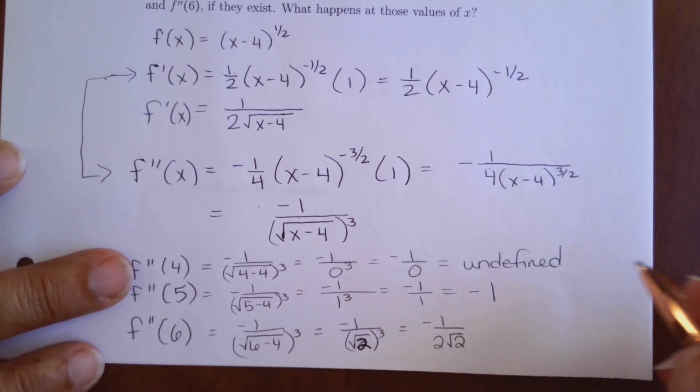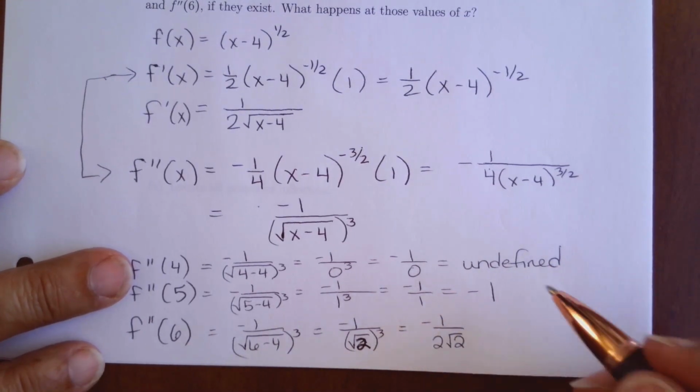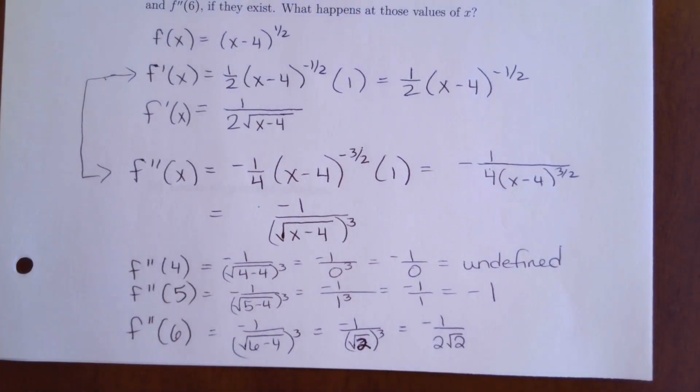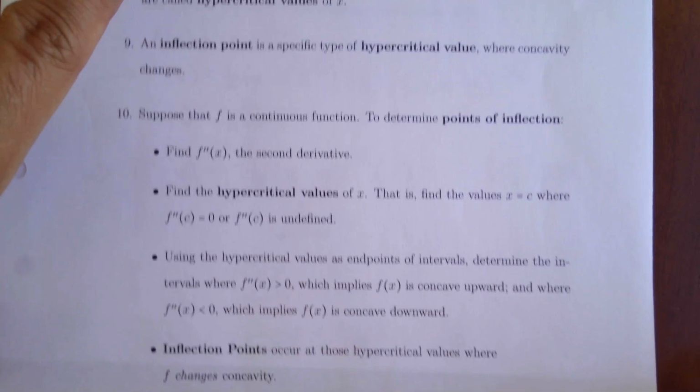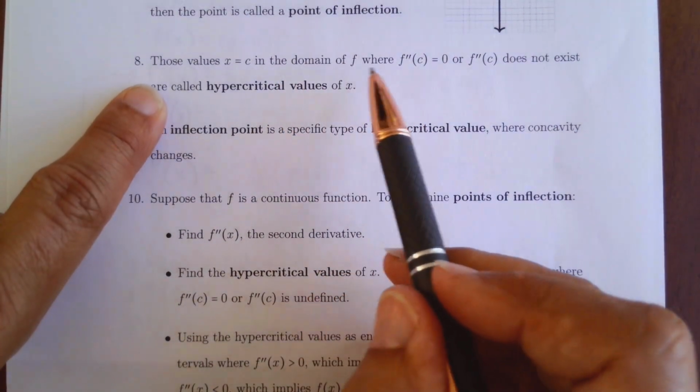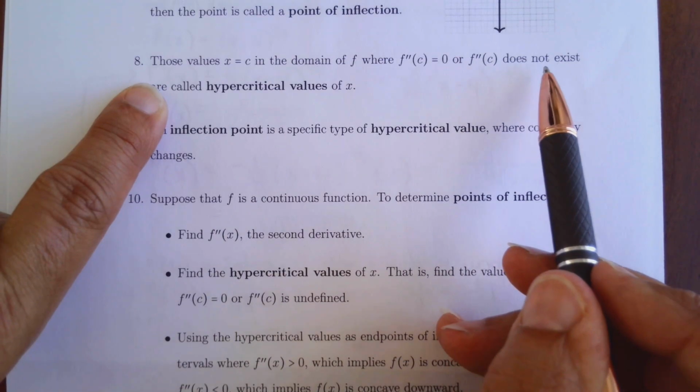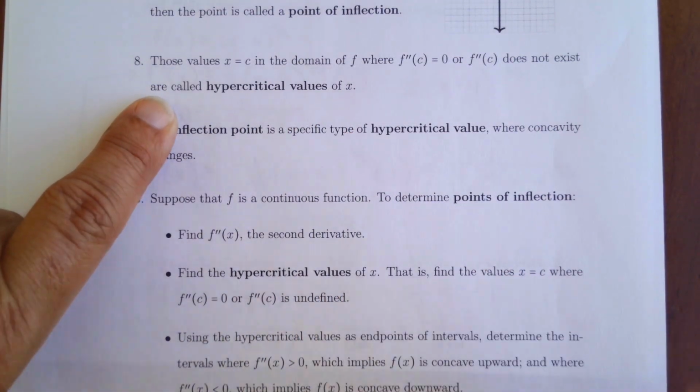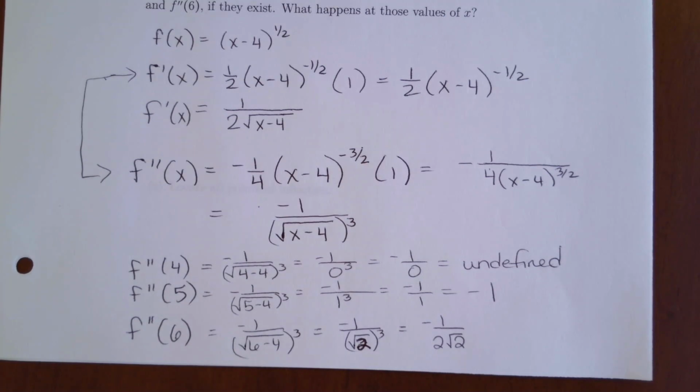Okay, so remember if it's undefined or equal to 0, trying to find that on the notes so I can show you. There we go. Okay, this was at number 8. So when the second derivative equals 0 or does not exist, that's a hypercritical value. So we have a hypercritical value at 4 because it did not exist. And then since these second derivatives were both negative, this is where the graph would be concave down. Okay.